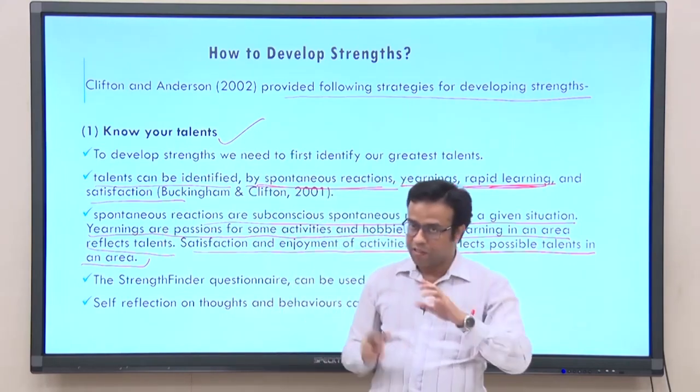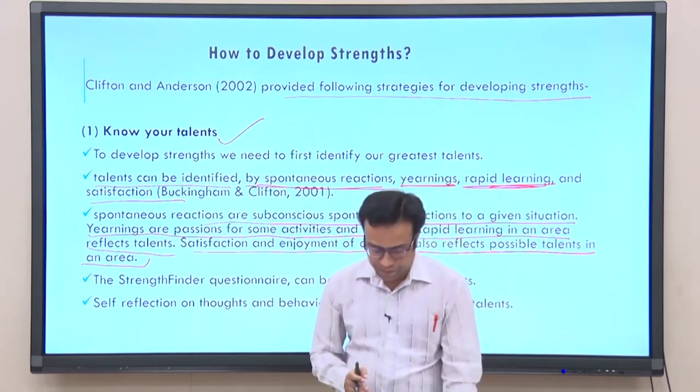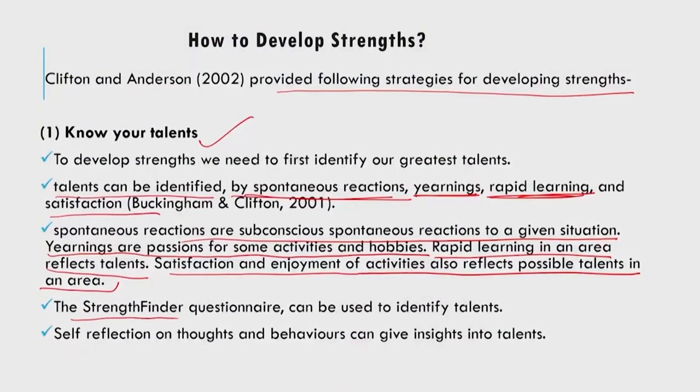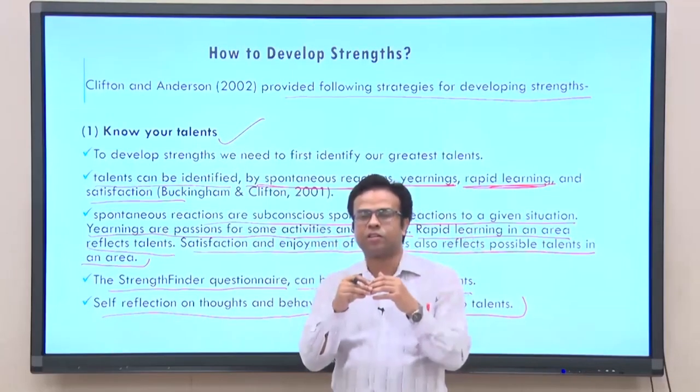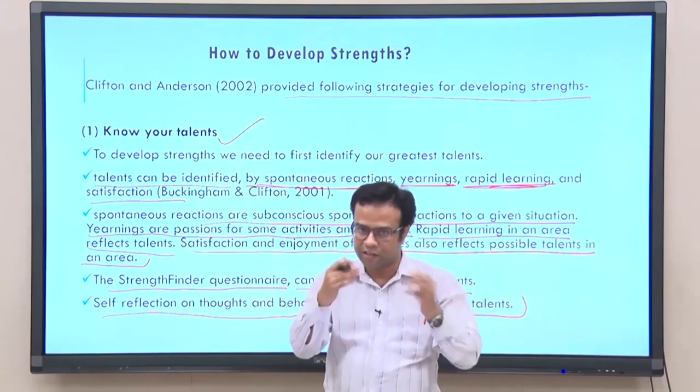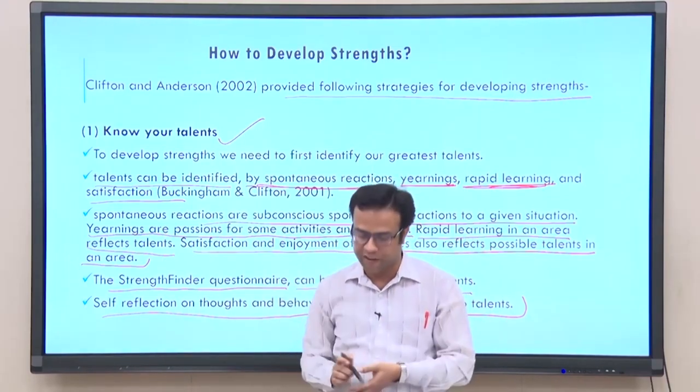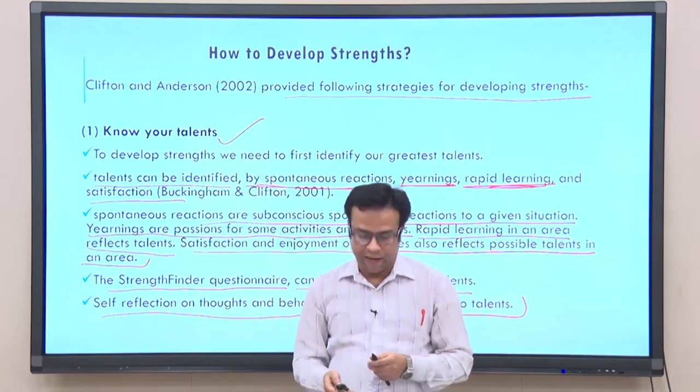So, these are some of the ways to identify talents. Also, there is the StrengthsFinder questionnaire, which is available on the Gallup website, that can also help you to reflect on yourself and find out what strengths you have. Self-reflection on thoughts and behaviors can give insights into talents. Obviously, if you reflect on yourself and analyze your behaviors, you can find out what things you are good at and what talents you have, and you can polish them into your strengths. So, one thing is: know your talents.